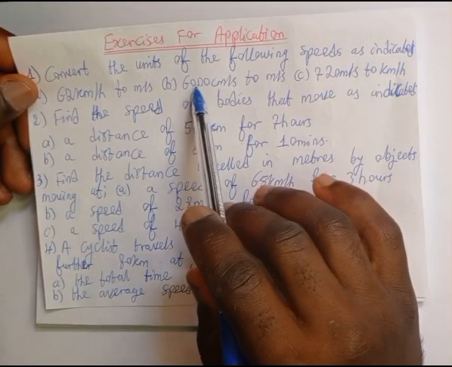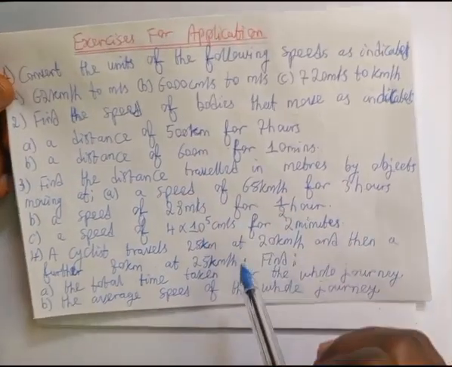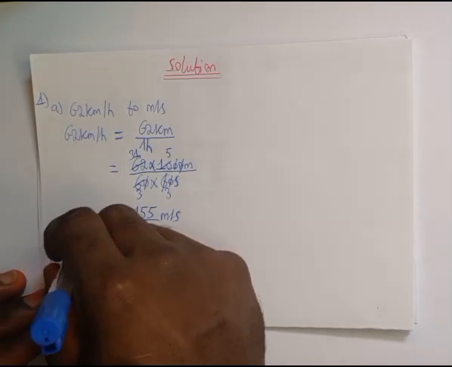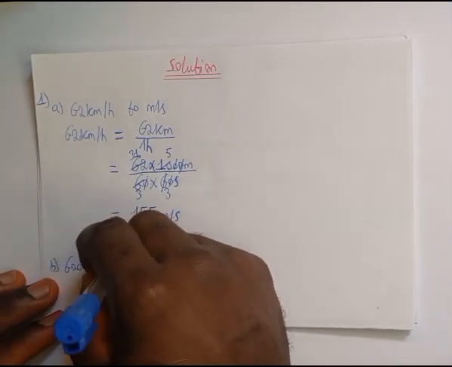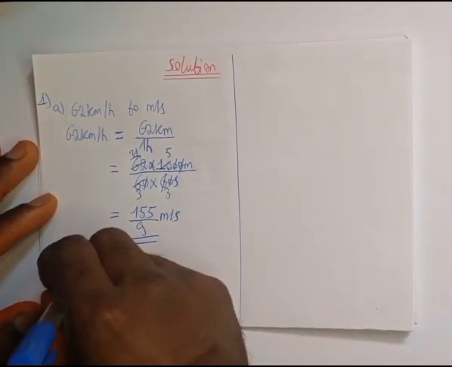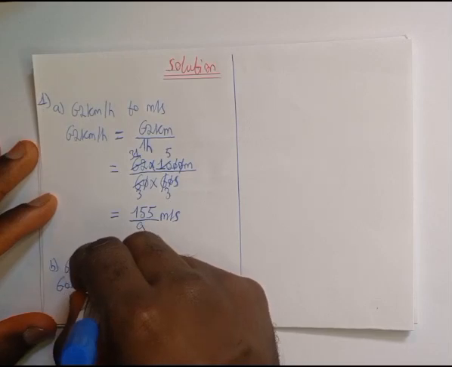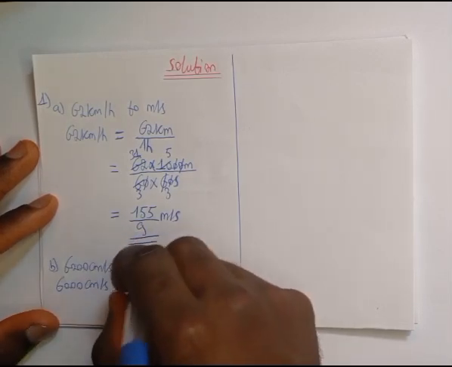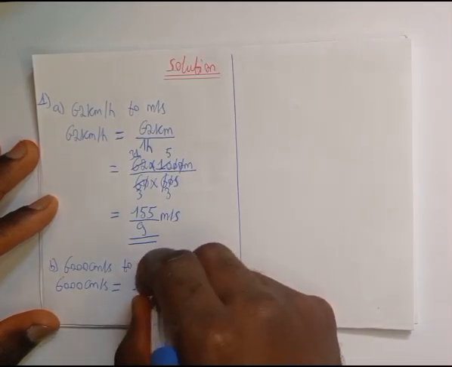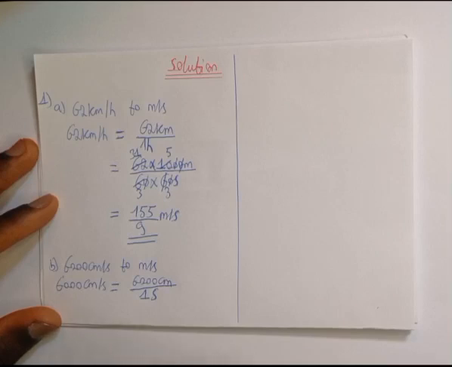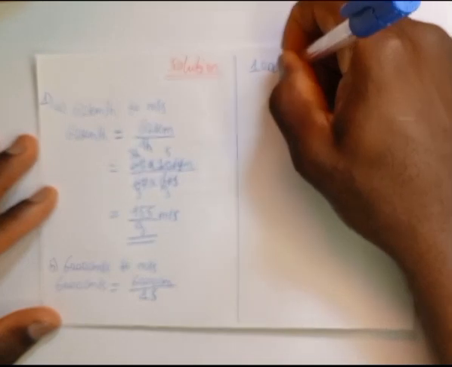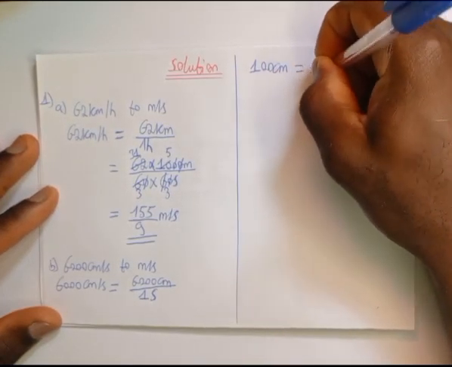For B, we are to convert 6000 centimeters per second to meters per second. 6000 centimeters per second is equal to 6000 centimeters all over 1 second. First, we know 100 centimeters is equal to 1 meter.